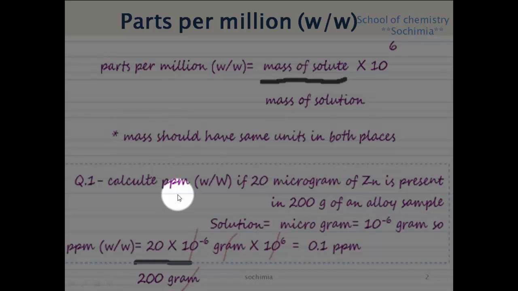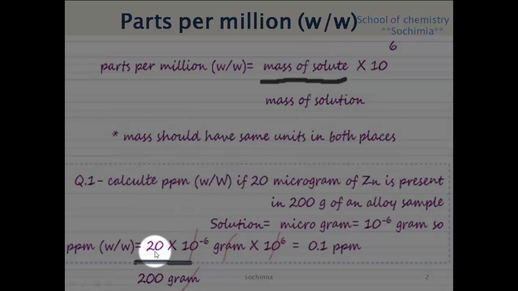Calculate the parts per million of weight by weight if you have 20 microgram of zinc which is present in 200 gram of an alloy sample. Amount of zinc is given in micrograms, 20 microgram, and 200 gram of the alloy is the mass of your solution. Actually it's a solid solution. And in order to calculate, we will use this very formula here.